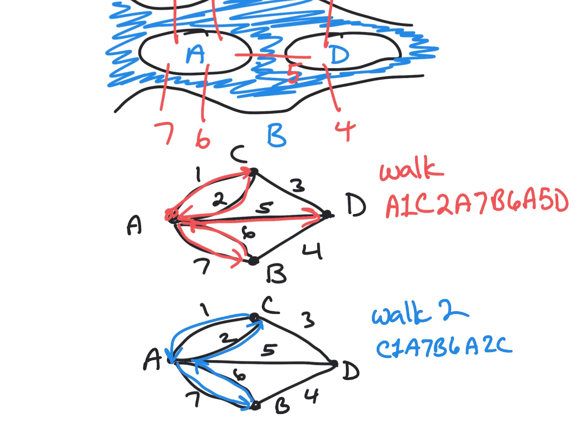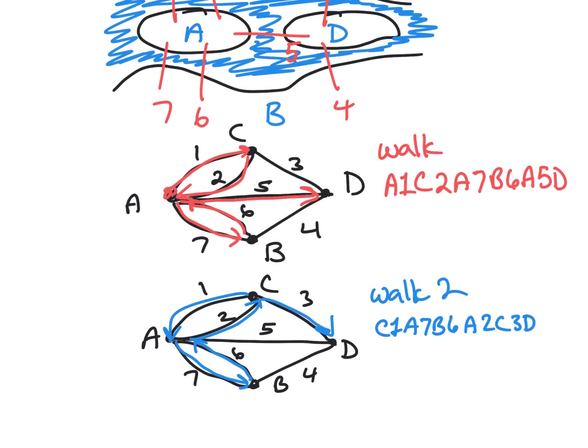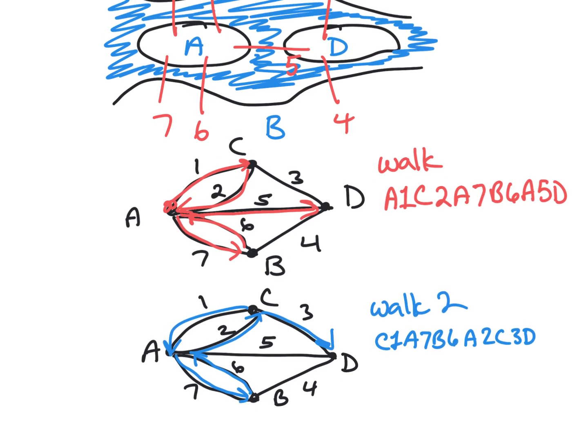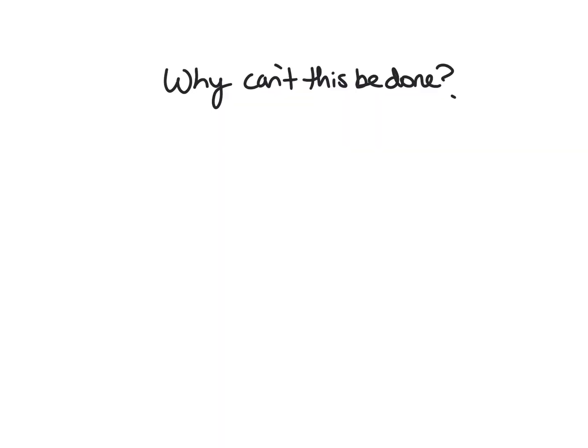But we're going to run into the same issue, right? So this one we're forced to use the edge 3 to get to D, but then we can either go to A or B, but we're not going to be able to use both edges 4 and 5 without repeating something else. So again, this seems hard to do, and we're not going to run through all the options because that would be ridiculous. So let's actually see why this is impossible in general. Why can't this be done?